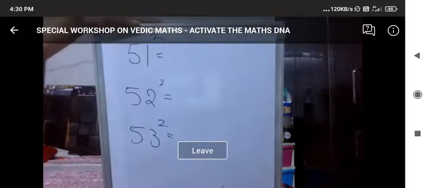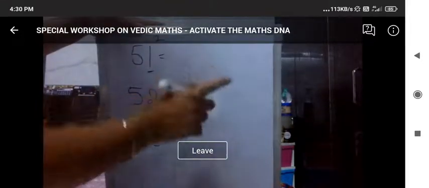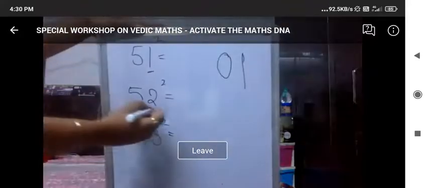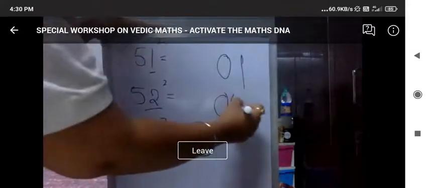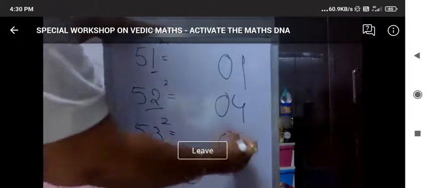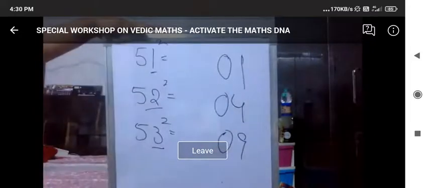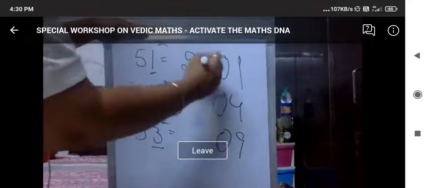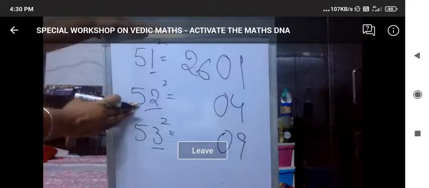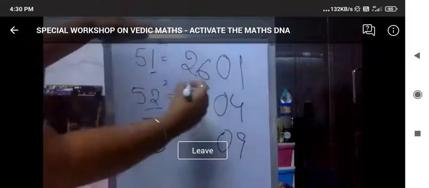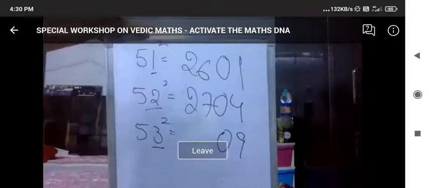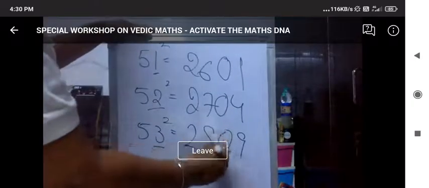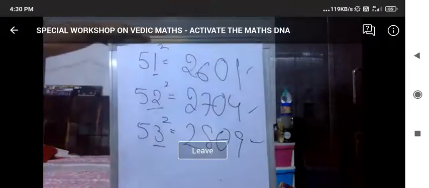So I'll write 1 square as 0, 1. 2 square is 0, 4. 3 square is 0, 9. Rest everything is same. 5 square 25 plus 1 is 26. 5 square 25 plus 2 is 27. 5 square 25 plus 3 is, we got the answer, right?